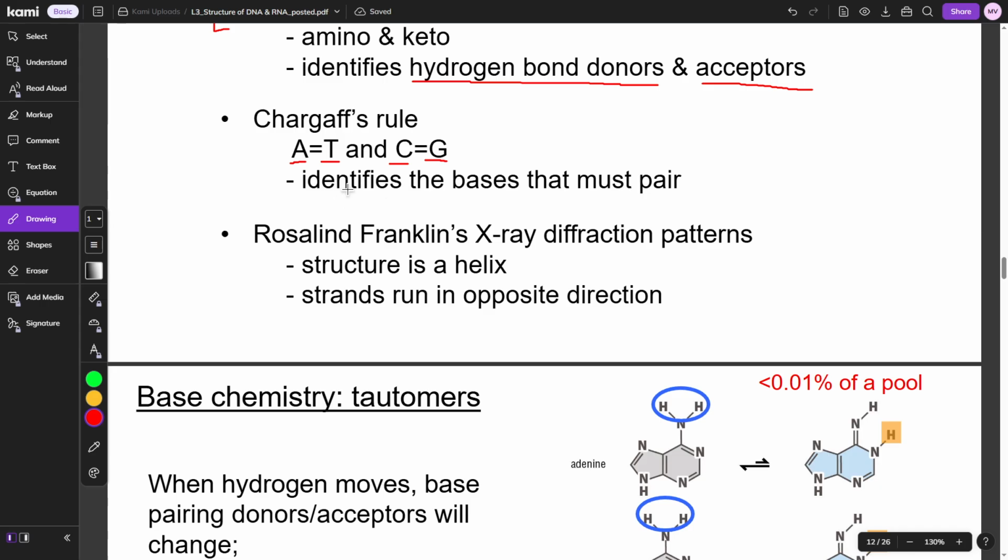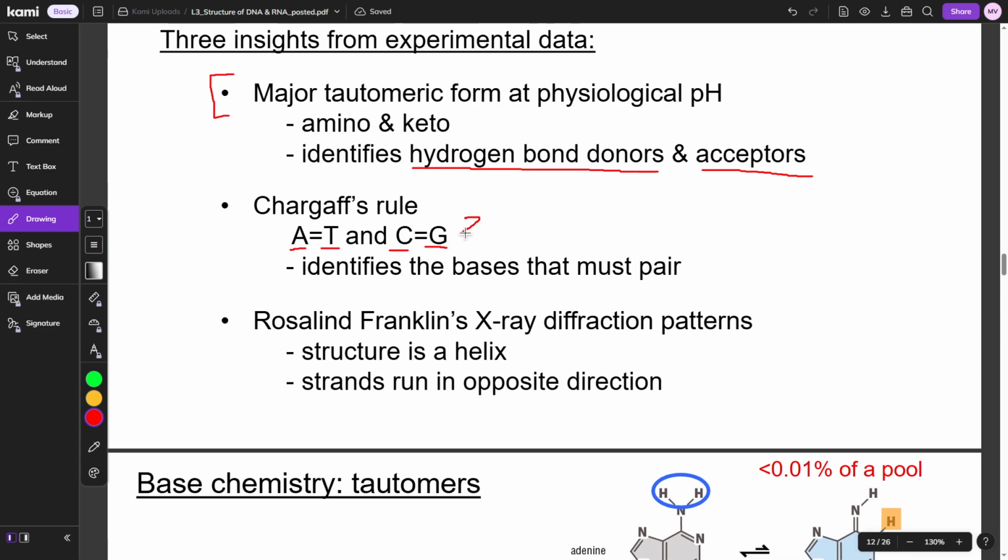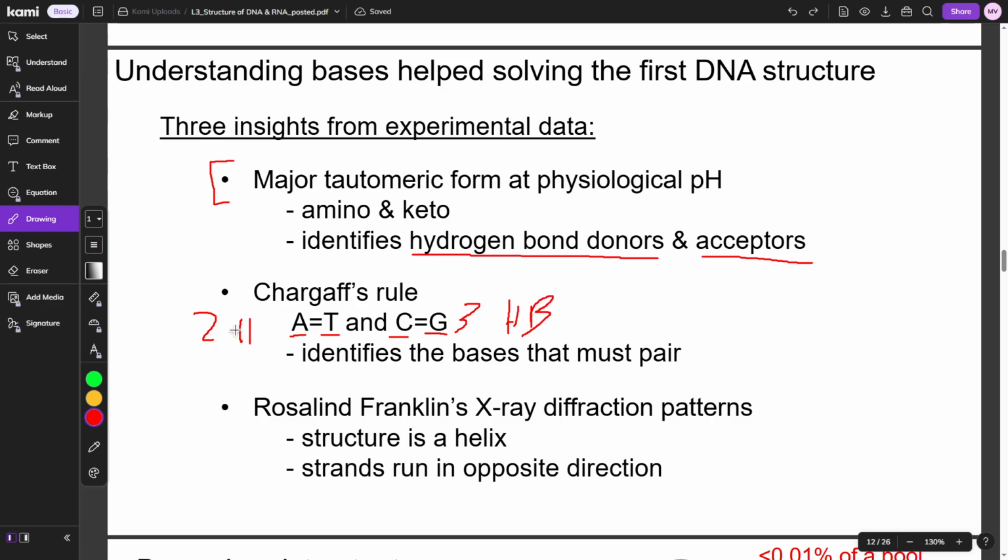And also, you have to be able to identify the bases that are paired. So C and G should pair, and A and T should pair. A and U can also pair. And the number of hydrogen bonds between them. So C and G have 3 hydrogen bonds, and A and T have 2 hydrogen bonds. So this is 3 H bonds, and 2 H bonds.